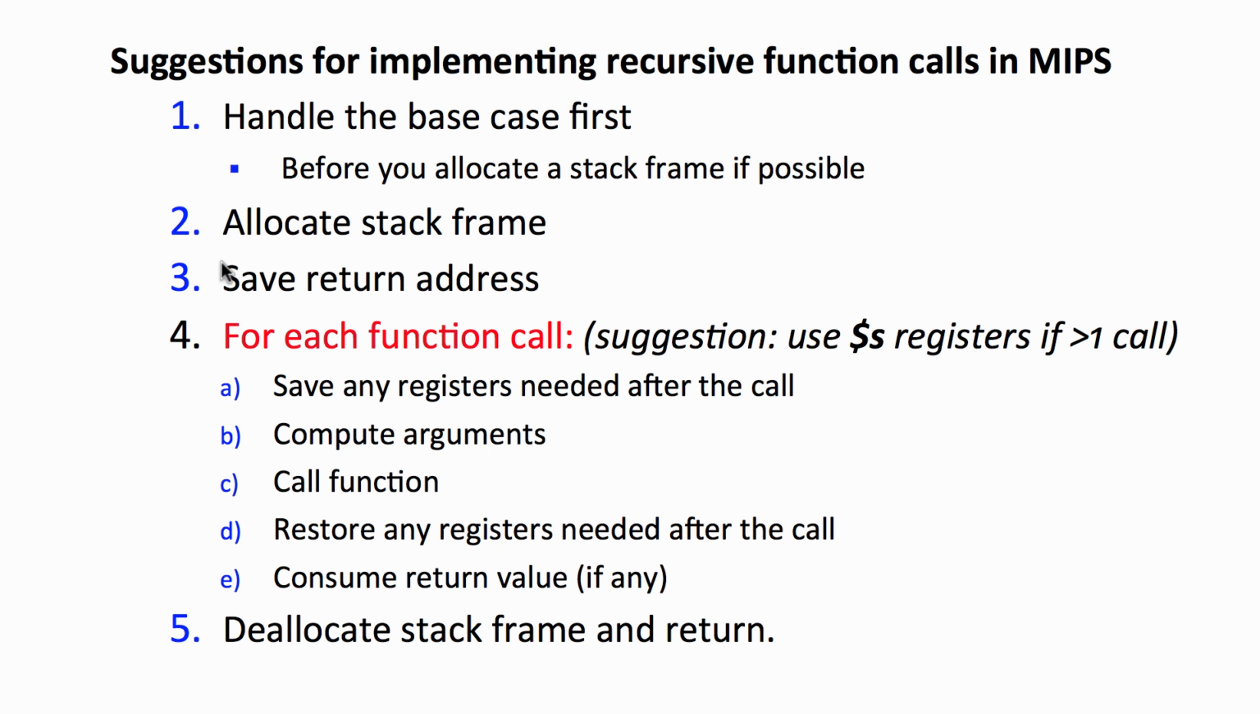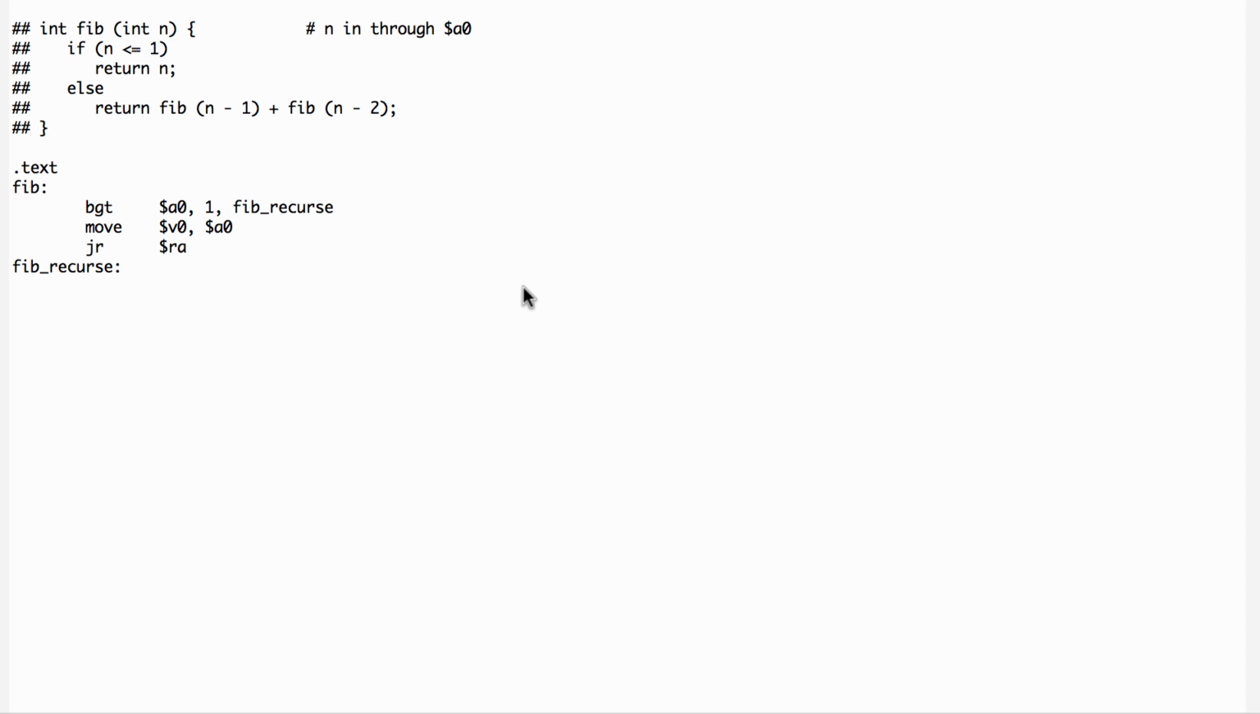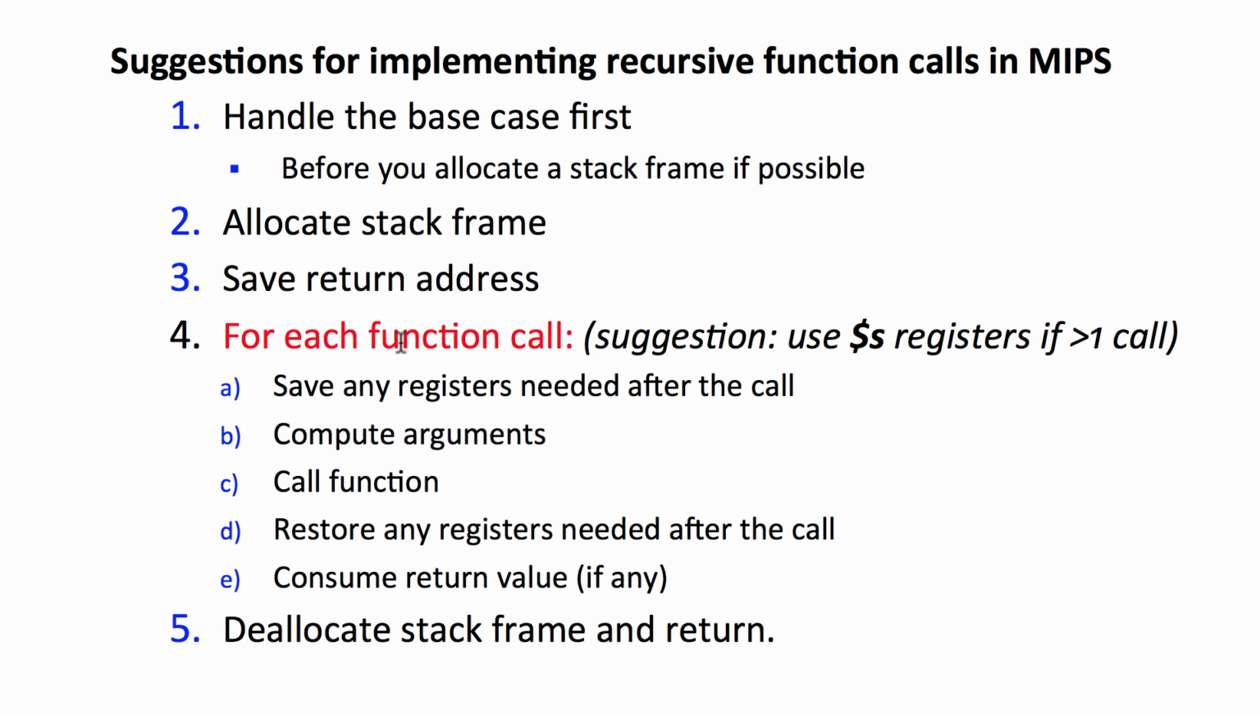Allocate a stack frame and save the return address. At this point, we don't know how big that stack frame is, but we can go ahead and save our return address. Put in some comments. Okay, we've done that. Now for each call, in this case we're going to have multiple calls, we're going to do the following. We're going to save any registers needed after the call and compute the arguments.